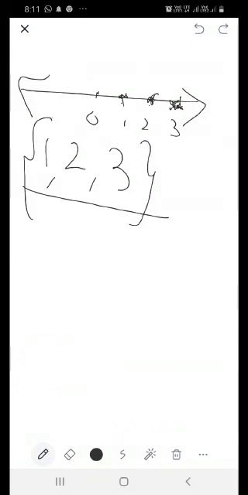In the next video, I will tell you how to write the solution set for the real numbers and how to draw the number line for the real numbers.